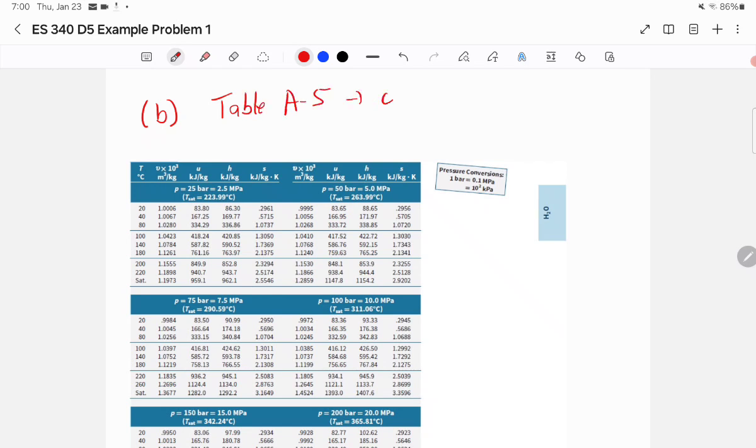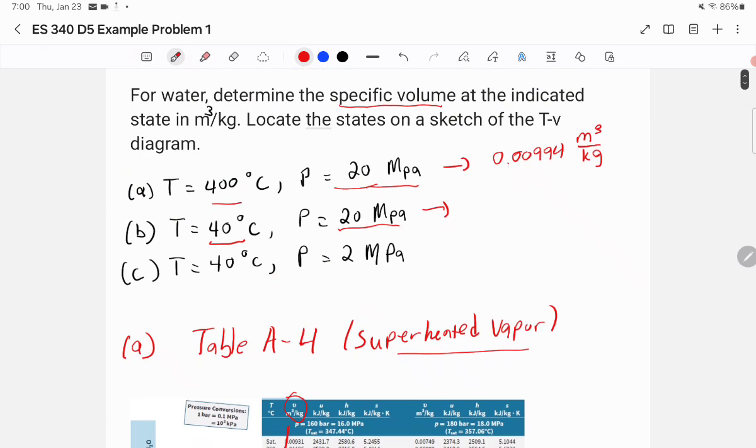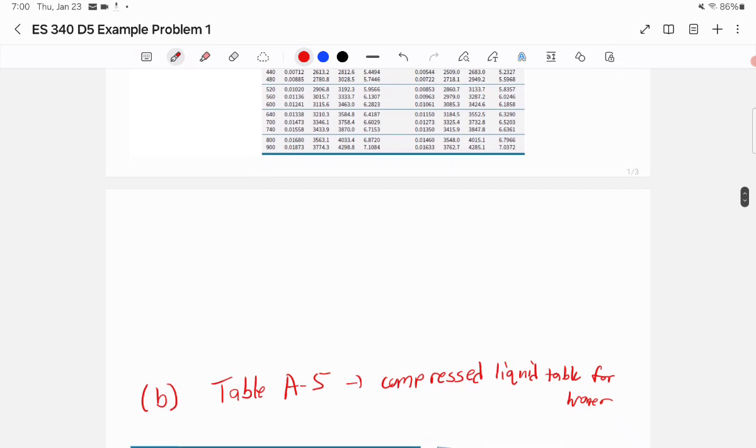And this is the compressed liquid table for water. Should mention, all of these are for water because that's specifically what it indicated, right? But you could have other things, and there are other tables associated with refrigerants and other things like that. So just be aware of that.